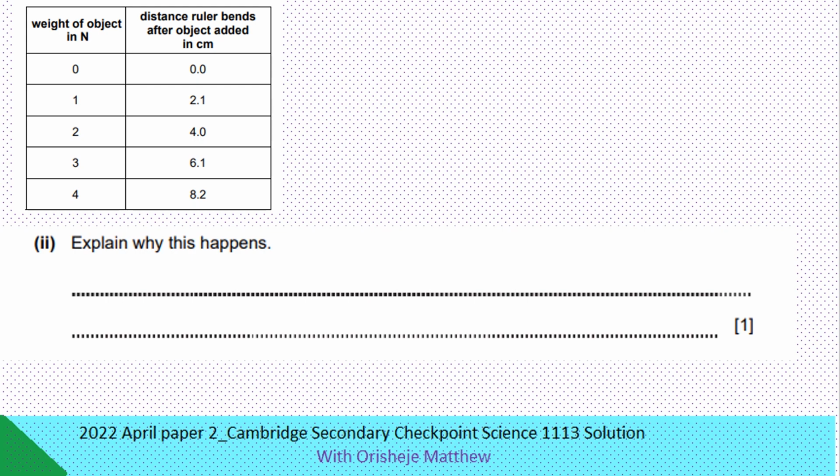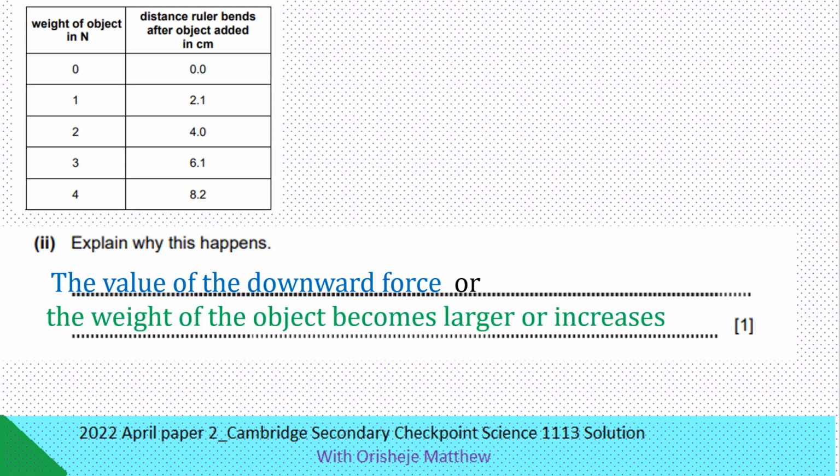Explain why this happened. The value of the downward force, or the weight of the object, becomes larger or increases as more weights are added.